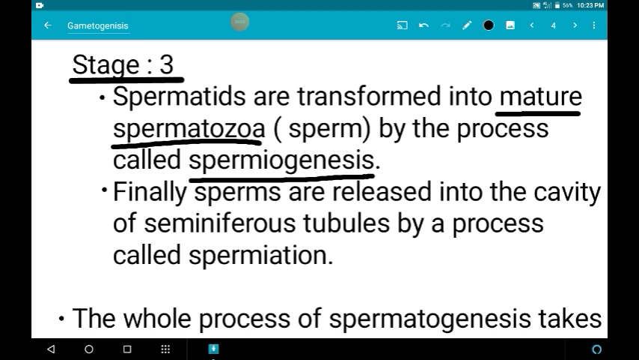So what do you mean by spermiogenesis? The transformation of spermatid into sperms or spermatozoa is called spermiogenesis. Finally, after the maturation of sperm, the matured sperm is released into the cavity of the seminiferous tubule. That process is called spermiation.